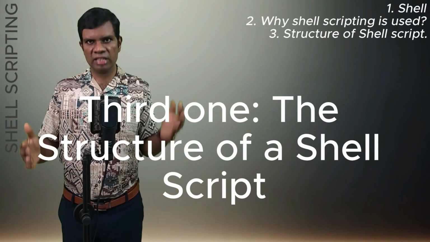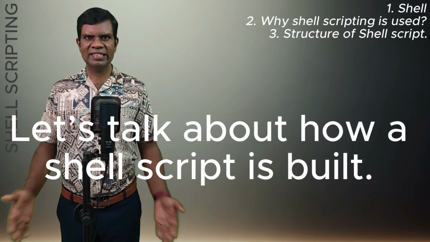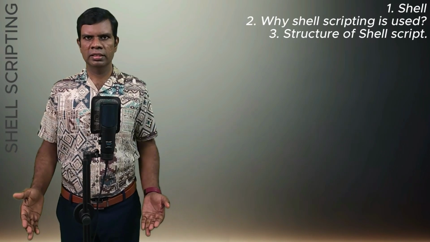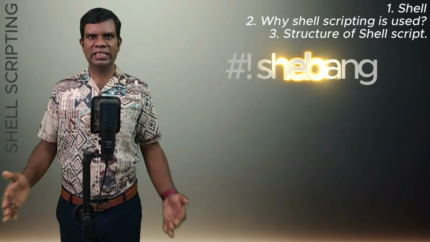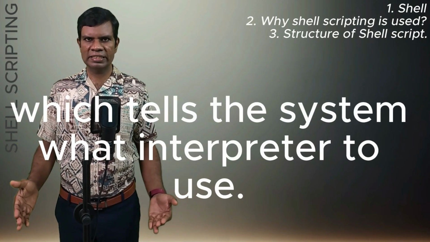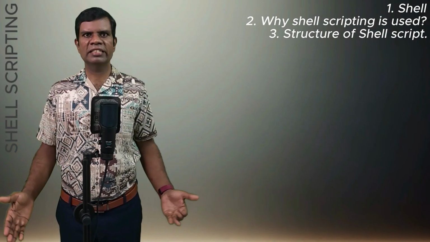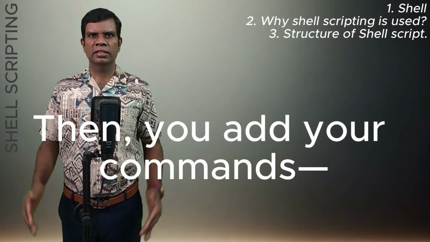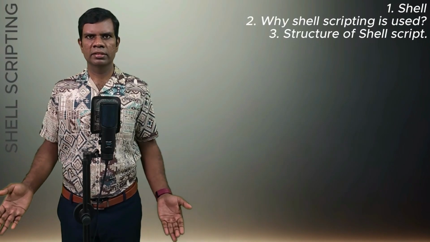Third one, the structure of a shell script. Let's talk about how a shell script is built. Every shell script starts with a special line called the shebang, which tells the system what interpreter to use. For Bash, it looks like this. Then you add your commands, simple or complex. Ready for your first script?